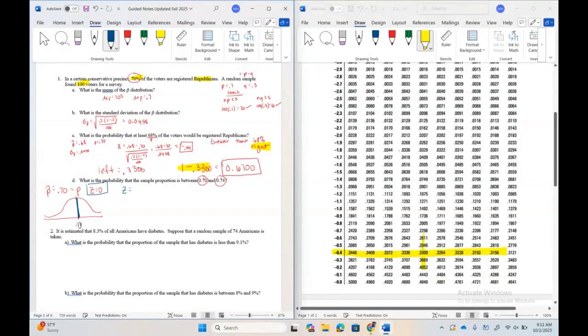I still need to find a z-score for 0.74. So I'm going to say 0.74 minus 0.70 over 0.0458, our standard deviation. And I'm getting 0.87.